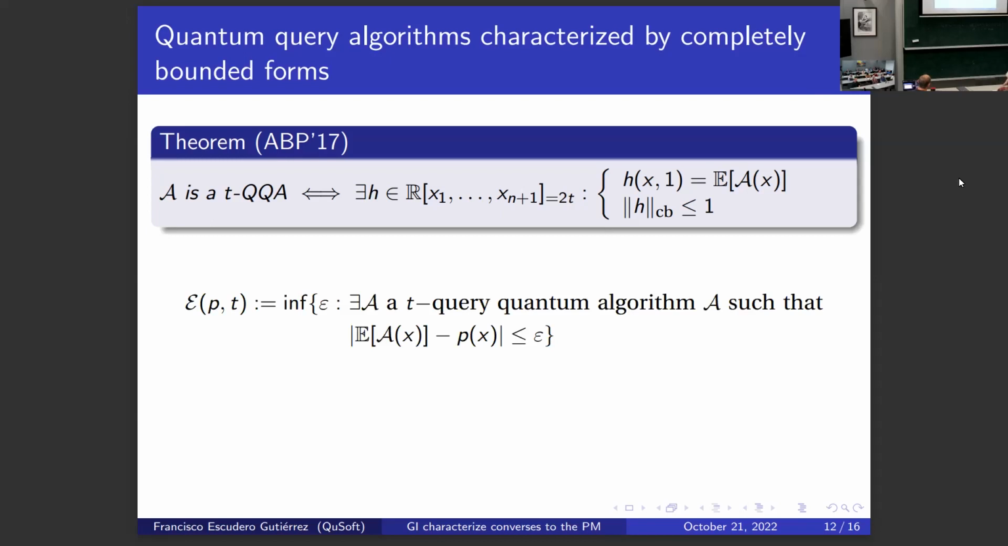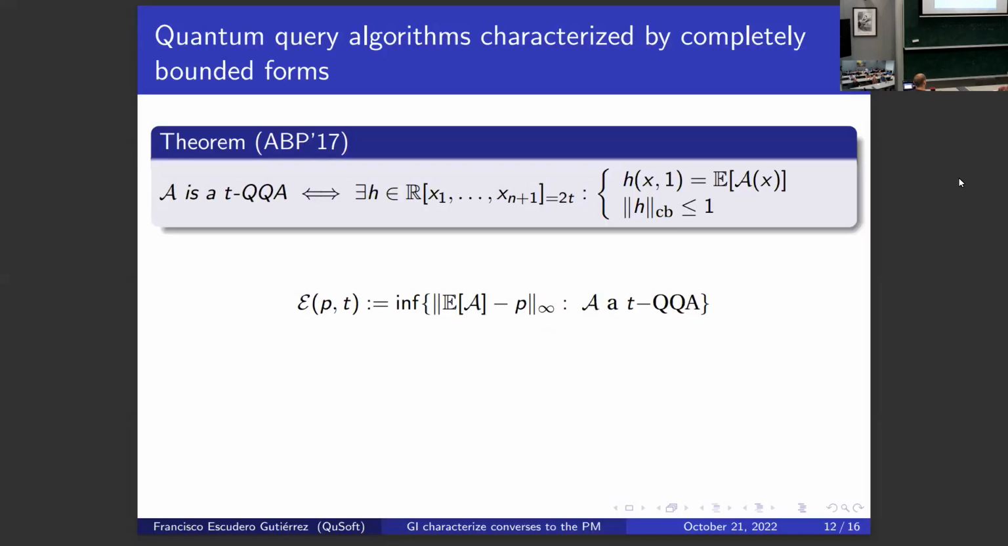I remind you that the error of P with T queries is the minimum error that you can make when approximating P using T quantum query algorithms. We can restate this, saying the same thing with other words, as the minimum infinity norm of the difference between the expectation of the quantum algorithms and the polynomial that you want to approximate. Thanks to the result of Aaronson and Palazuelos, this can be simplified, and we can forget about the quantum algorithms and say exactly what the structure of the outputs is.